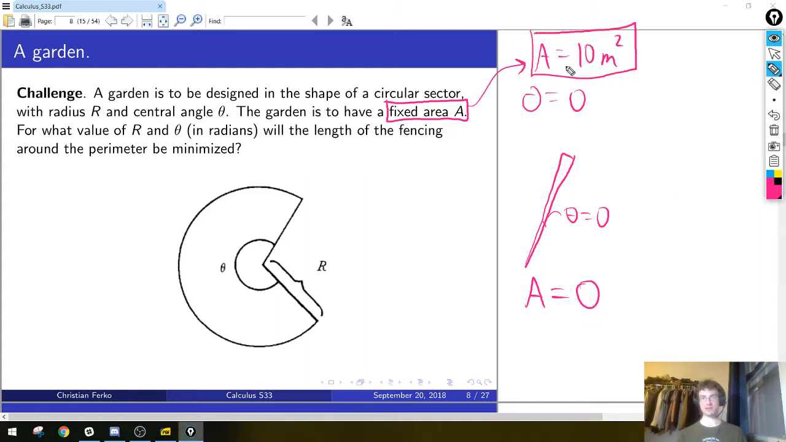Because someone handed you the constraint, the area has to be 10 square meters, and you told that person, all right, make a line segment instead of a garden, and that person comes back and says, well, no, the line segment has area 0, and I wanted area 10 square meters, so that doesn't work. That's the point. I'm imagining this happening in real life, an argument with your garden contractor.